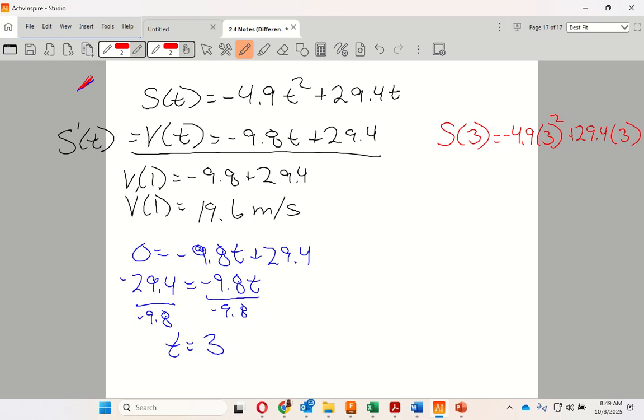You know, I gave you guys a calculator so you don't have to pull out your phone and do whatever. 44.1. So s of 3 is 44.1 what? Just 44.1. I know, but what? Oh, it's meters. Perfect. Because it's talking about position, there is no rate on the position. So therefore it's just meters.